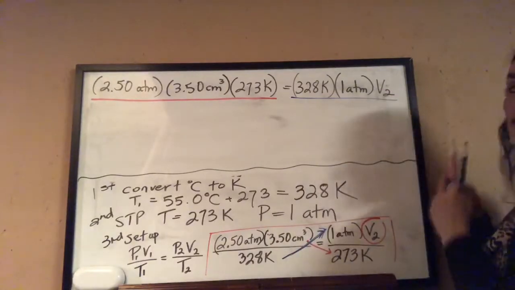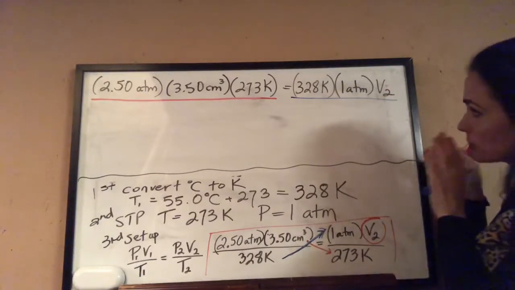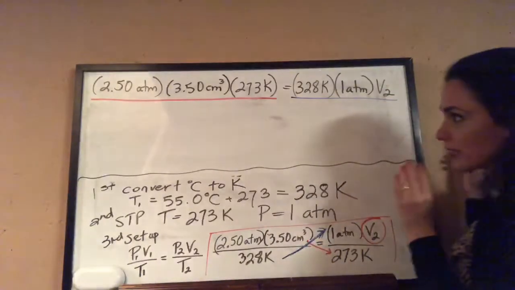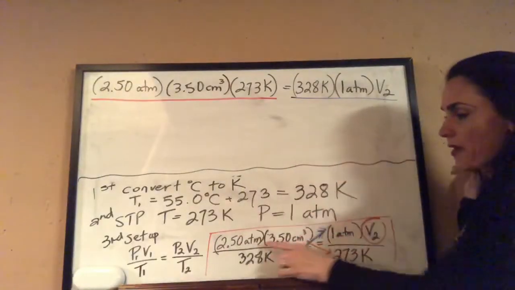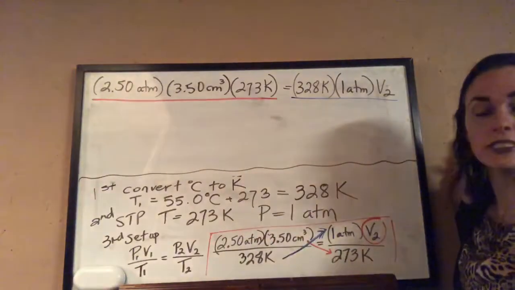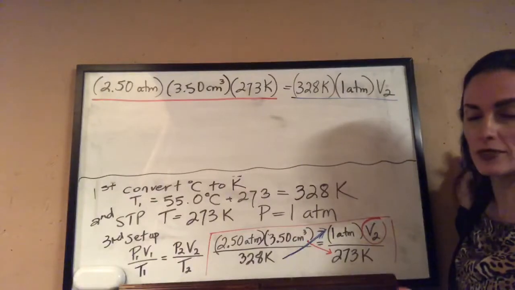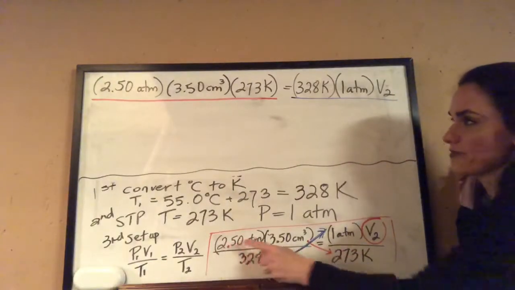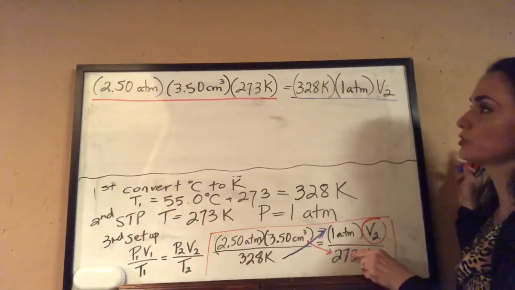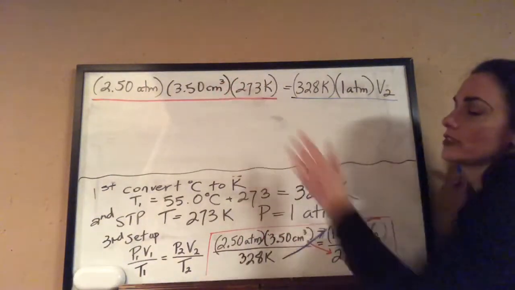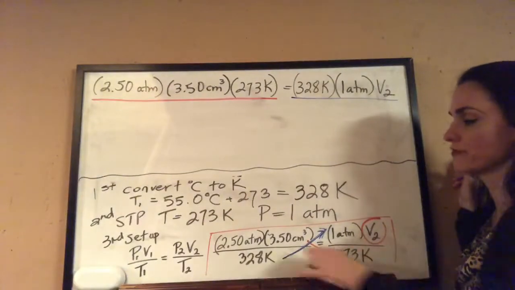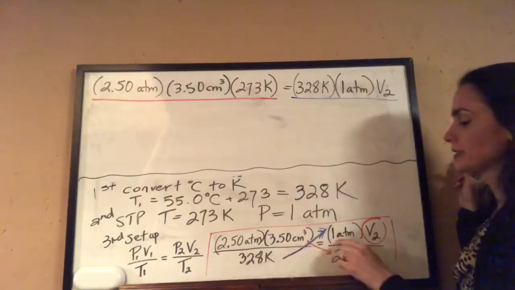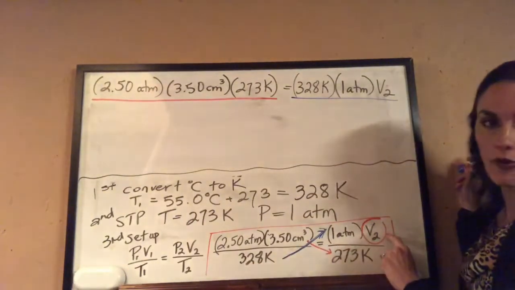Now we need to solve for V2. But before we solve for V2, just to reiterate again where this is coming from: cross multiplication. We just have some more numbers now than we did when we had Charles' law and Gay-Lussac law. 2.5 times 3.5 times 273, that's one side of your equation, equals the product of 328 Kelvin times 1 times V2.